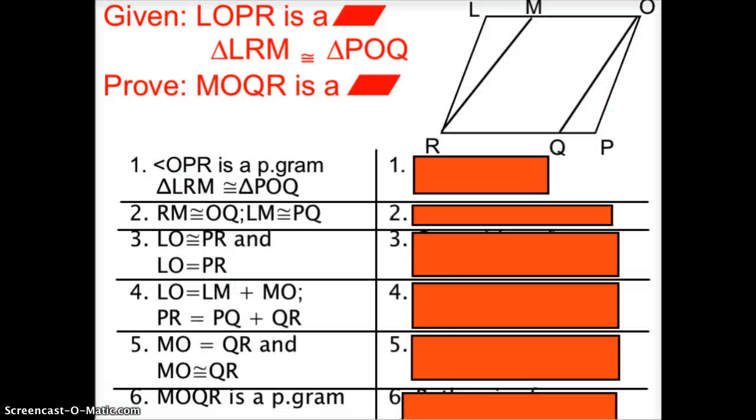And finally, one proof that we're going to do. LOPR is a parallelogram with triangle LRM and POQ congruent to each other. And our goal is to prove that MOQR is a parallelogram. Hit pause, take a second, and try to fill in the blanks for the reasons of the proof.